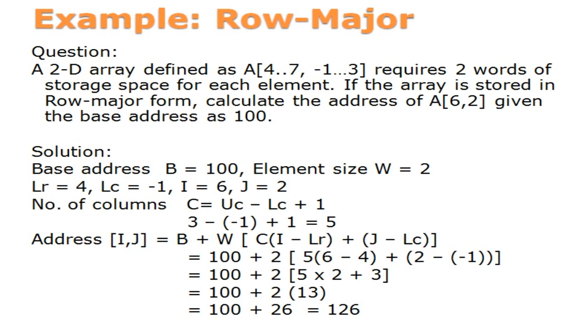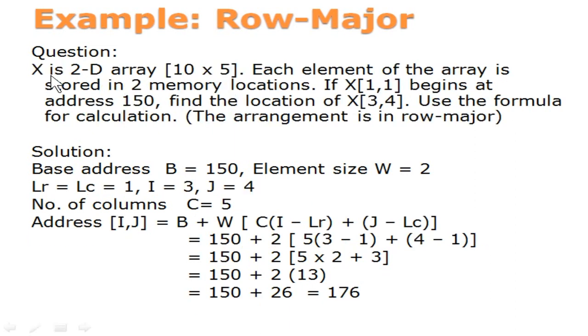You will see one more example. X is a 2D array, 10 cross 5. Each element of the array is stored in 2 memory locations. If X[1, 1] begins at the address 150, find the location of X[3, 4]. Use the formula for calculation. The arrangement is in row major order. So you can see the wording is changed here, but when you read it, you can easily locate all these elements.